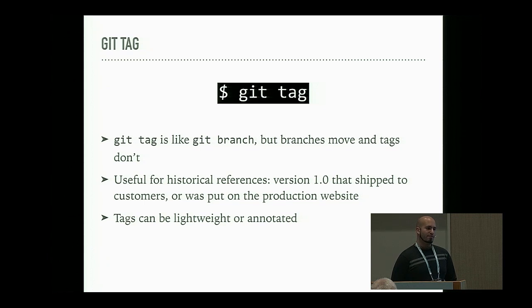They're mostly useful for historical references, for things that can't ever change, such as the version of your code that was deployed to the website or that shipped. I mean, they are labels, just like branches are labels. But the only difference is branch labels move and tag labels don't. That's all.